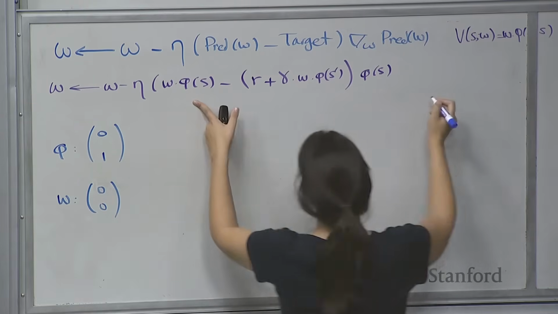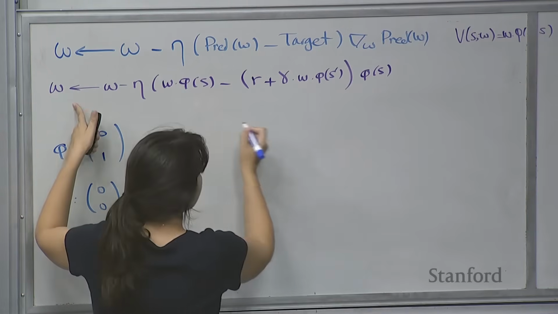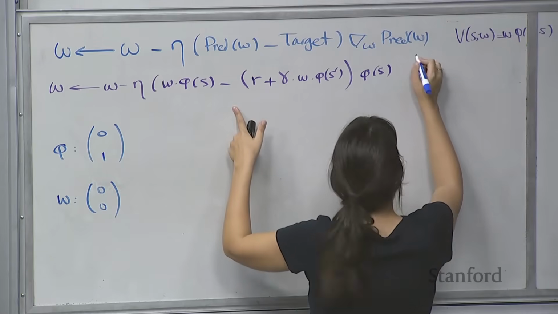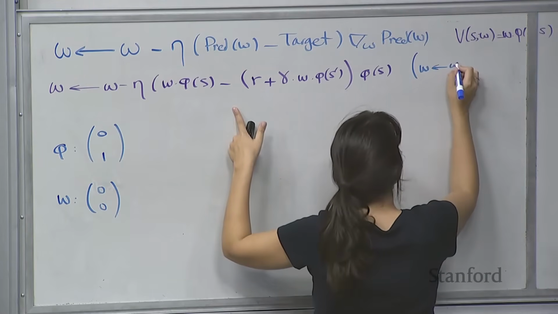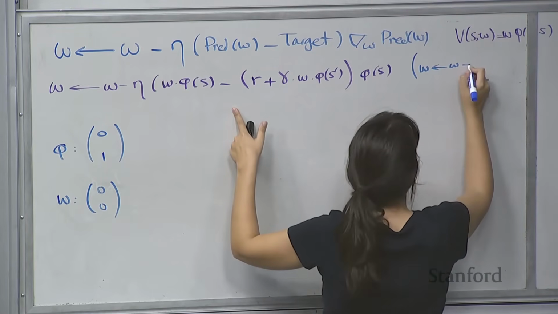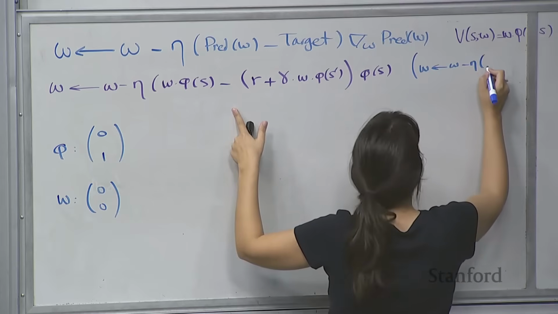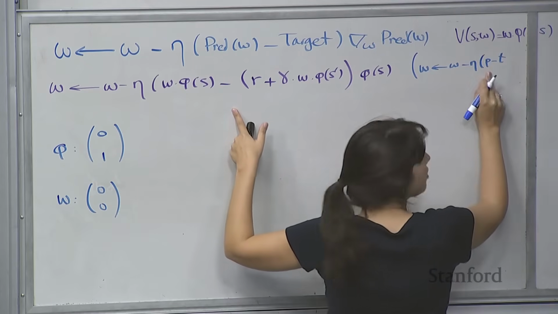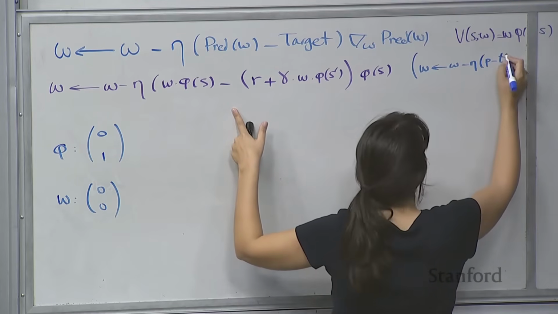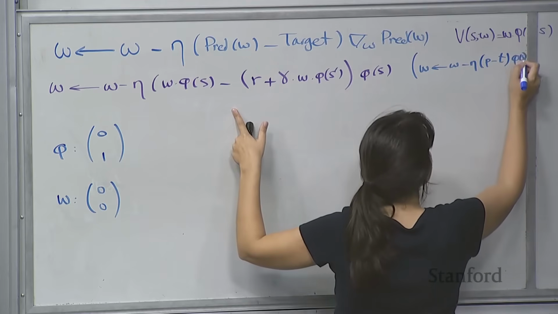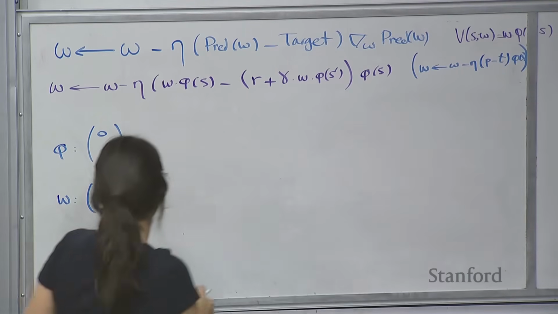Maybe let me just write it in another form. The way we are updating it is W equals the previous W minus eta times prediction minus target. I'm going to use P and T for prediction minus target, times phi of S. This is the update you're doing.